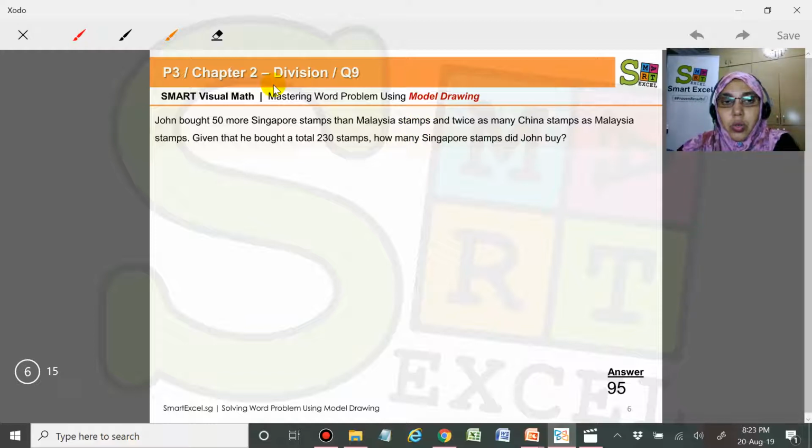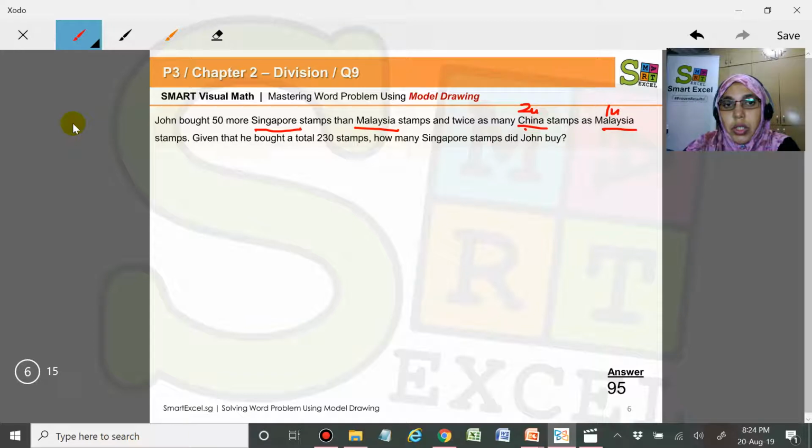We're going to highlight the keywords. The first step is to find the number of subjects. They talk about Singapore stamps and Malaysian stamps. Then they mention twice as many China stamps as Malaysian stamps, meaning China is 2 units, whereas Malaysia is 1 unit.